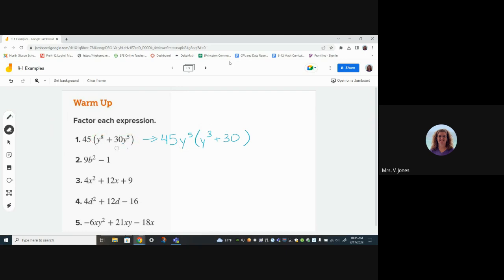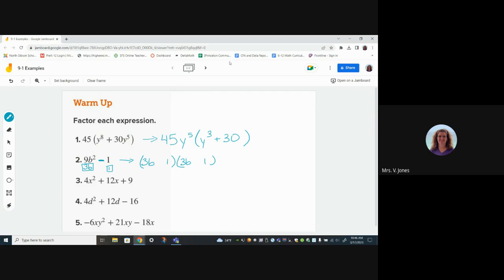All right, number 2, first look for a GCF. We don't have any factors in common. Then we notice that the first term is a perfect square. Its square root is 3b. And then we have our subtraction. And then we have a perfect square back here also. Its square root is 1. So when you have a perfect square minus a perfect square, it's a special case. So we've got our 3b times 3b gives us the first term. And then we're going to take the last term times the last term to get 1. We're going to use a 1 in those spots.